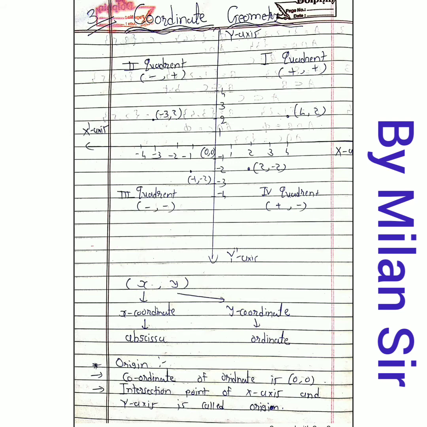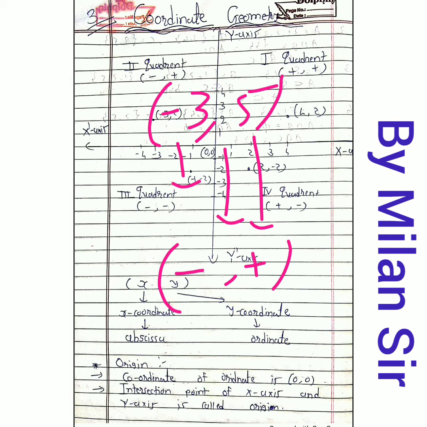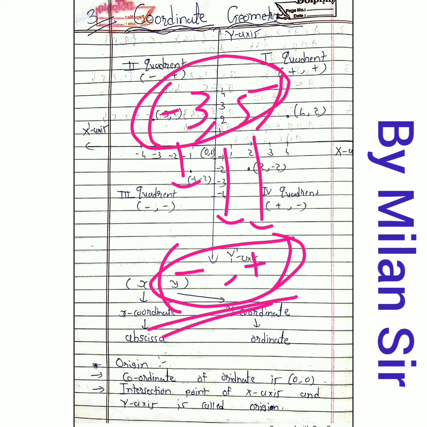Okay, now if I say -3 and 5, if I say the coordinate of the point is -3 and 5, then in which quadrant does this point lie? Here our first sign is negative, the second sign is positive, so negative positive. This sign shows that this point is in the second quadrant, because the sign of the second quadrant is minus plus, right? So directly we can say that (-3, 5) lies in the second quadrant.